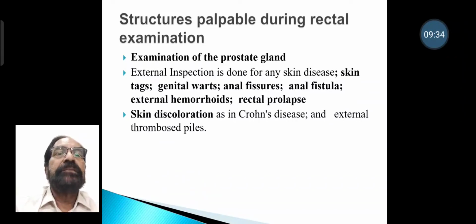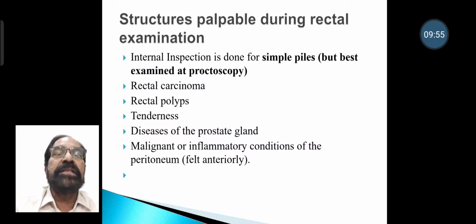Inspection is done for skin disease like skin tags, genital warts, anal fissures, anal fistula, external hemorrhoids and rectal prolapse, skin discoloration as in Crohn's disease, and external thrombosed piles. Internal examination is done for simple piles but best examined at proctoscopy, rectal carcinoma, rectal polyps, tenderness, diseases of the prostate gland, and malignant or inflammatory conditions of the peritoneum felt anteriorly. These are the structures palpable during rectal examination.